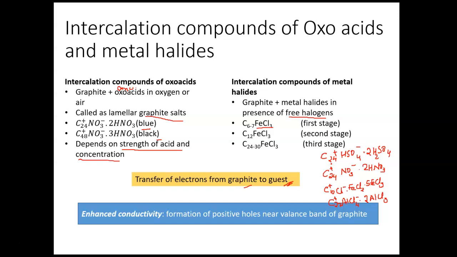So whenever you are talking about intercalation compounds of oxoacids and metal halides with graphite, you have to mention how they can be prepared, their structure, and their various properties. In both these cases, Lewis acid behavior will be observed for the guest, and you should mention the electron transfer and electronic properties.